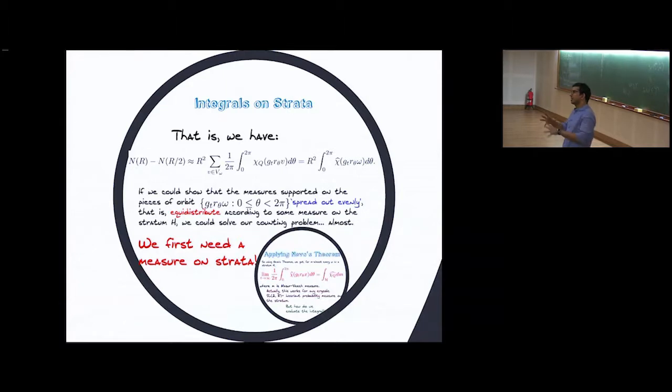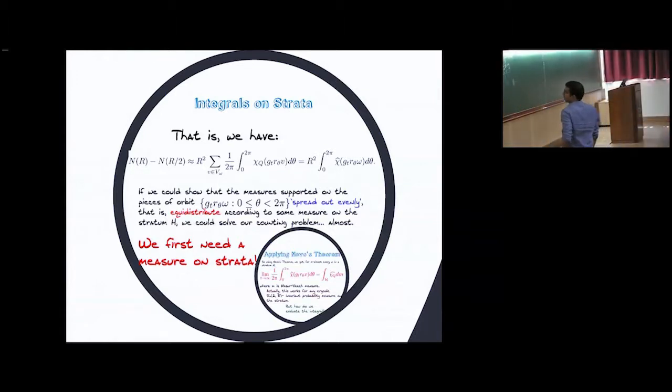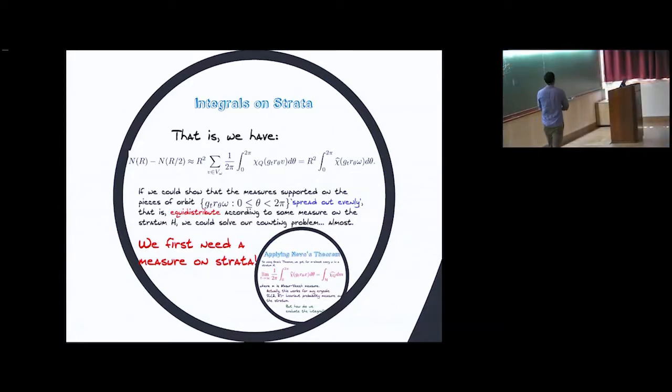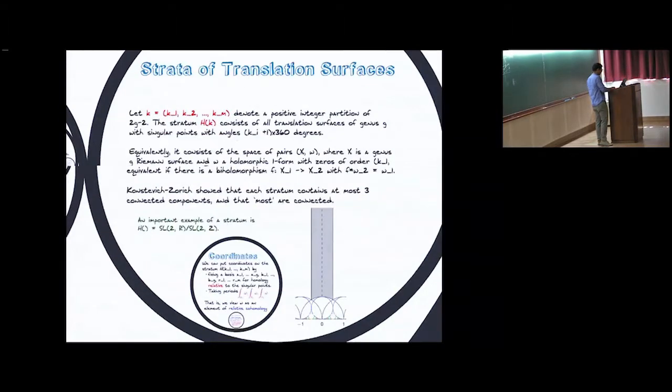And notice this set of surfaces is a bigger and bigger circle inside the moduli space of translation surfaces. So if we could show that these measures supported on these pieces of orbit spread out evenly, if they equidistribute according to some measure, we could solve our counting problem. For that, we first need a measure on the space of translation surfaces, or measure on strata. And remember, our stratum of translation surfaces, the space of pairs (X, omega) with a fixed order of zeros, building a measure on there turns out to be very nice.